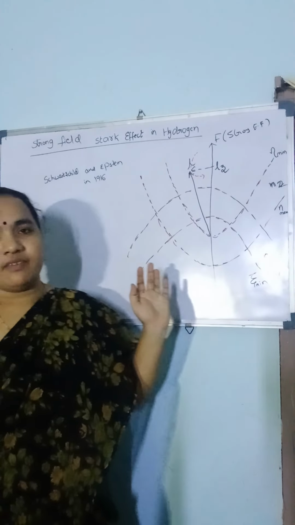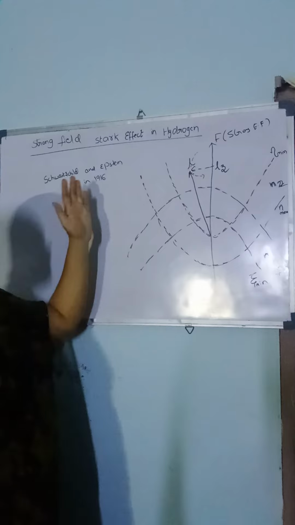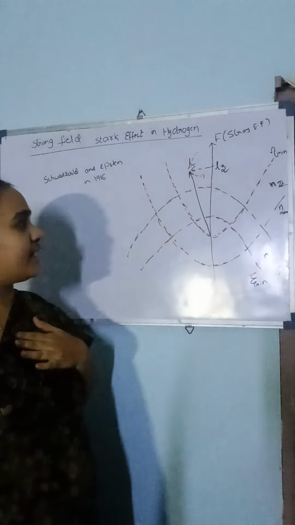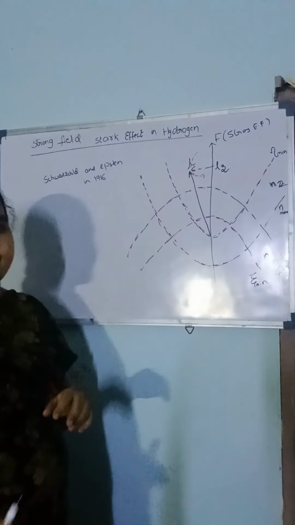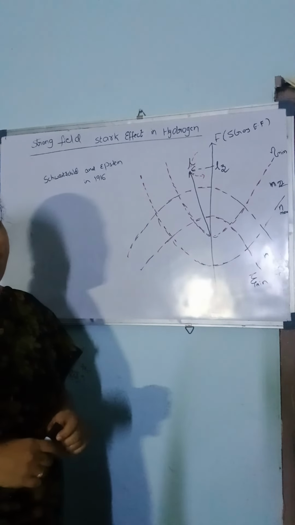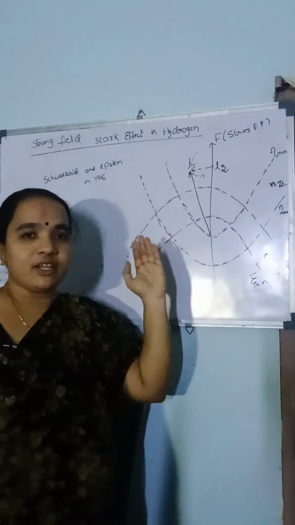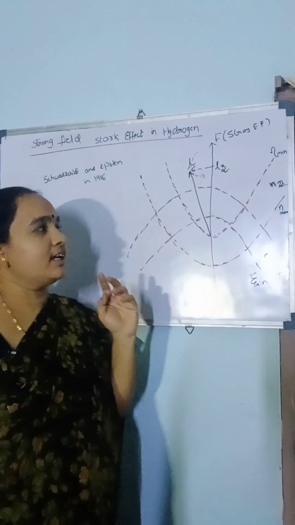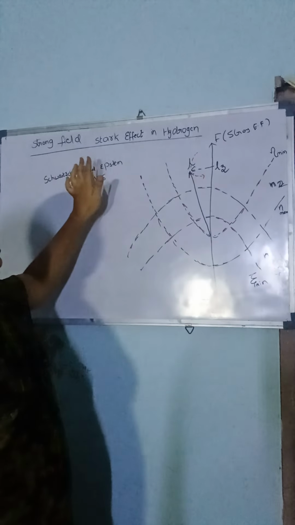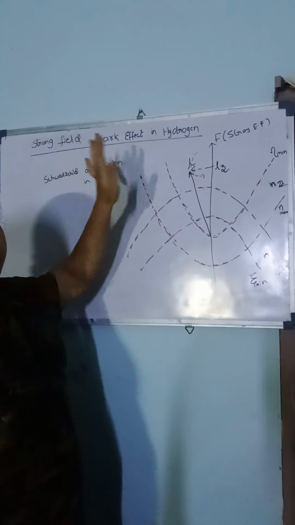Students, in the previous classes we discussed the weak field Stark pattern of the hydrogen atom. So in today's class we will discuss the strong field Stark effect in the hydrogen atom. In a weak electric field, the J vector will precess around the external field. So what happens when this hydrogen atom is placed in a strong electric field?